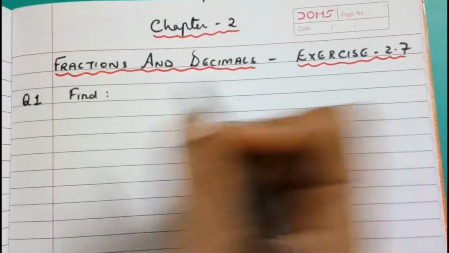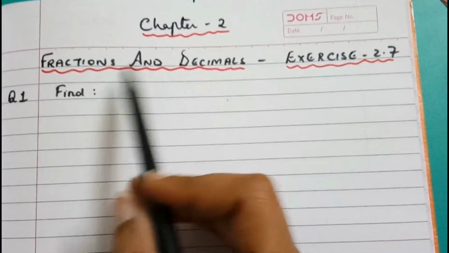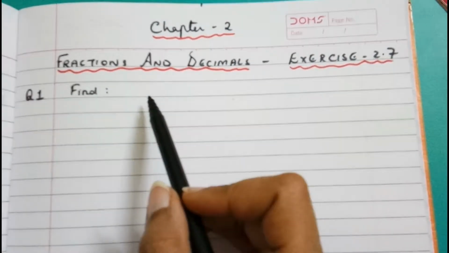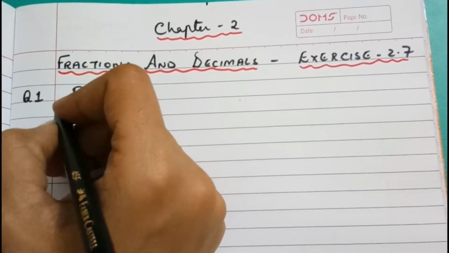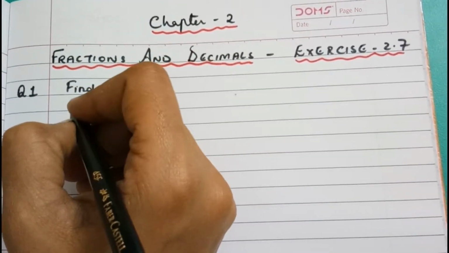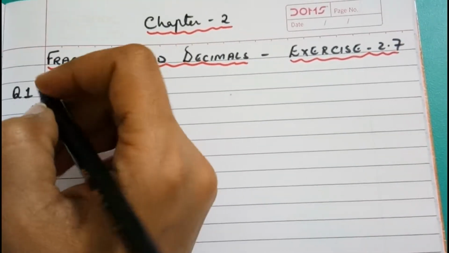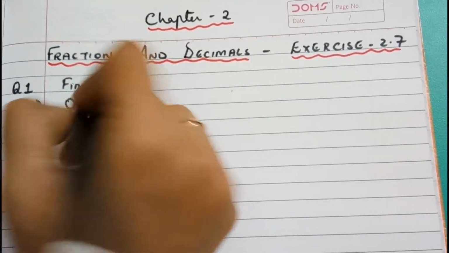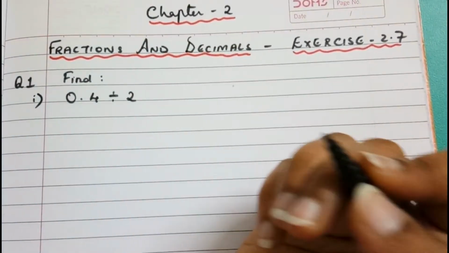Today we'll start with question number 1 of exercise 2.7, chapter 2, fractions and decimals. Here the first question is to find, in which there are 7 sub-questions. Okay, we'll start with the first question here. The question is 0.4 divided by 2.